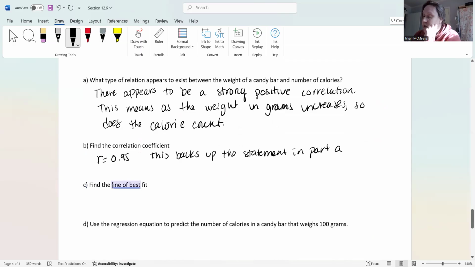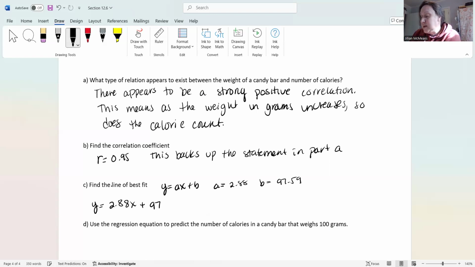All right, so remember, we have Y equals AX plus B. When we rounded, we got A was 2.88. We had that B was 97.59. So we get Y equals 2.88x plus 97.59. I do want to remind you that this is M equals the slope, and this is the Y-intercept, okay?